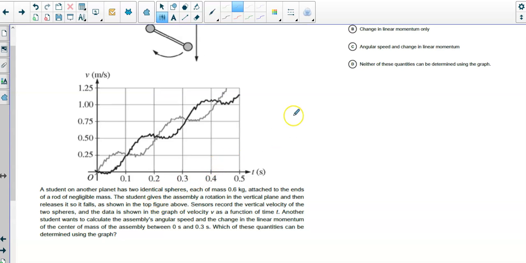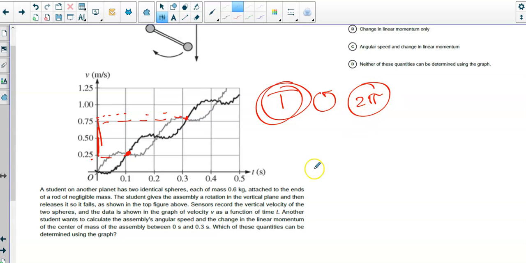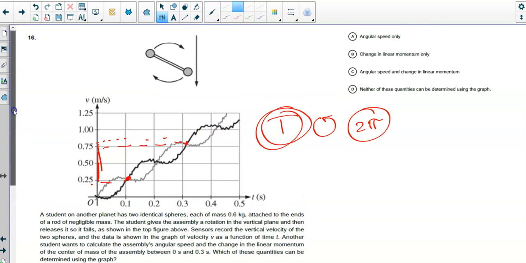I can get the angular speed. If you give me the period of rotation, the time it takes to go around once, I know that's 2 pi radians. So all I need is the time to go around once. And I can get that. For example, here to here, I can measure that time. Whatever this time is would be the period of rotation. So I can use 2 pi radians, and boom, I can get the angular speed. So definitely angular speed I could do. So it's either A or C.